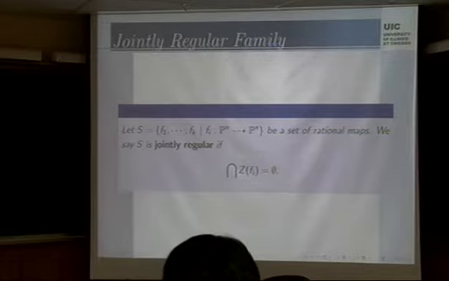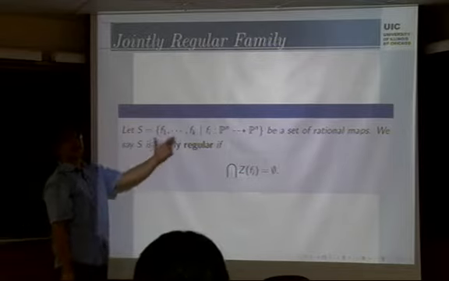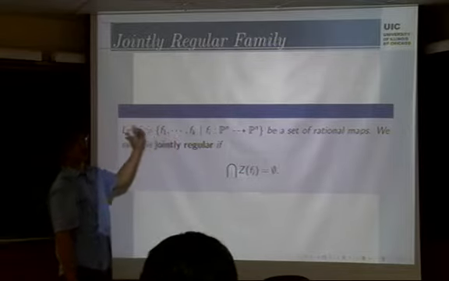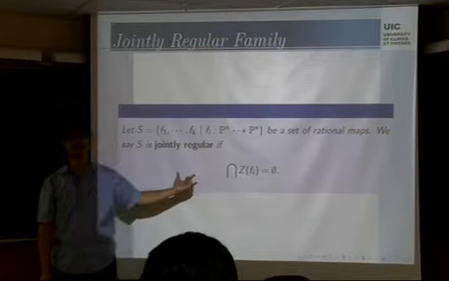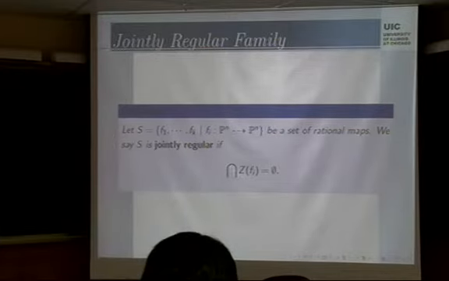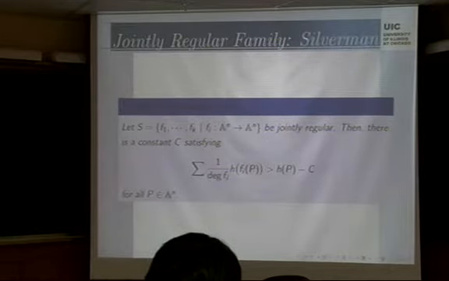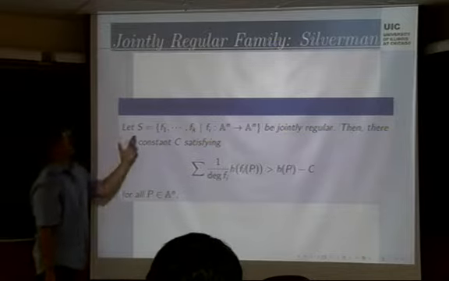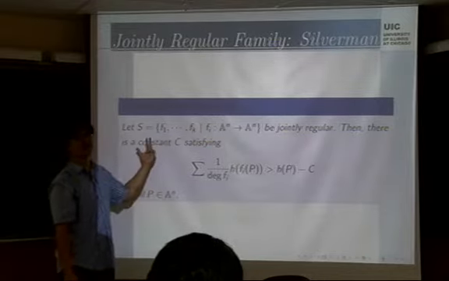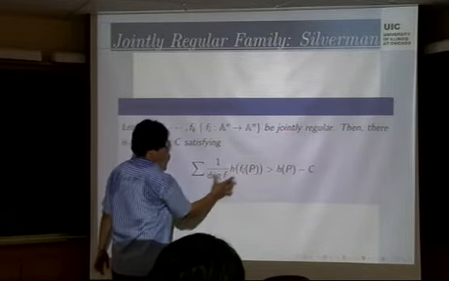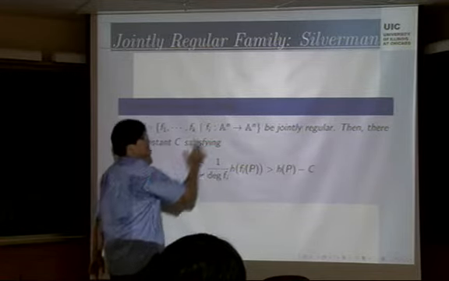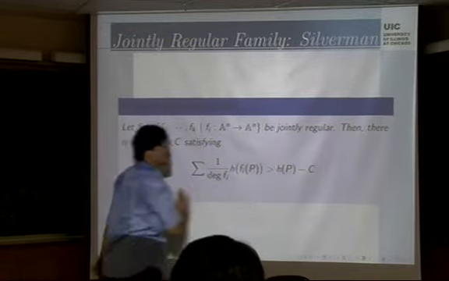This D ratio gives you another application. Let me say I have a finite family of rational maps, and I call this family jointly regular if they don't have common indeterminate points. If you choose any point, at least one map is defined at the point. Then Silverman's result in 2006 says, I don't know what the D ratio of each map is, but if you make the sum of the heights of images divided by degree, then that becomes another upper bound of the height of points.